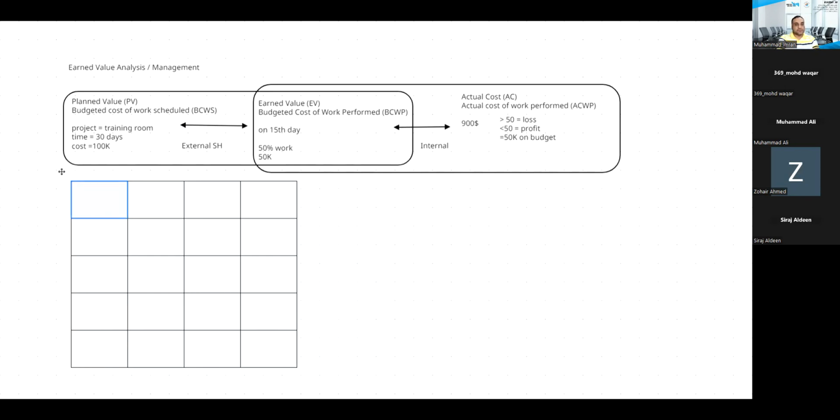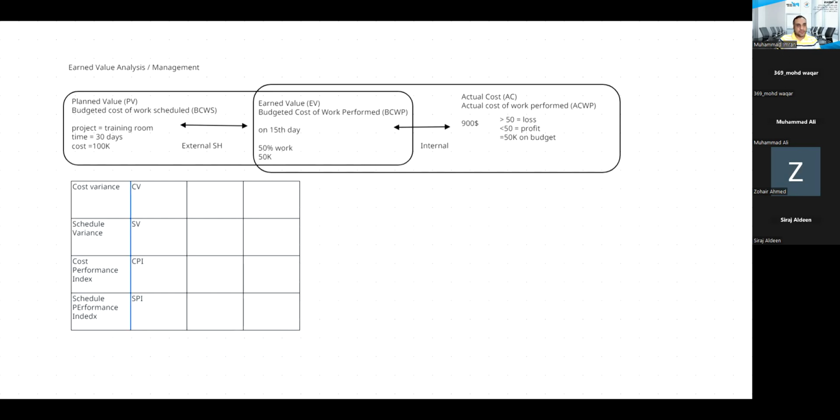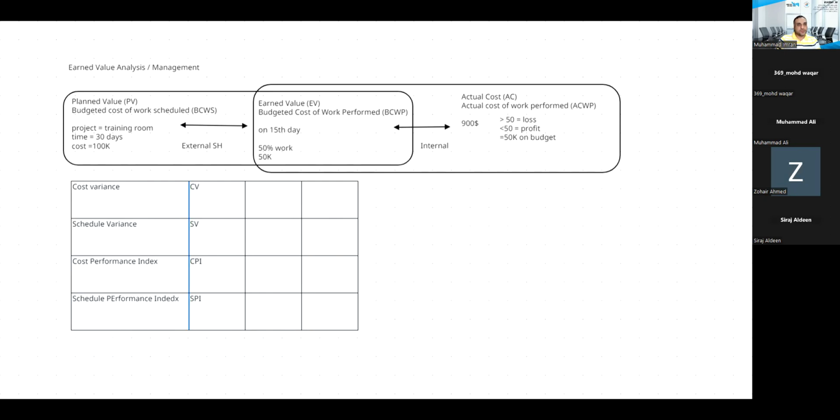There is one formula for cost variance, represented by CV. There is another formula for schedule variance, referred to as SV. Then another formula is for cost performance index, referred to as CPI. And another one is called schedule performance index, referred to as SPI. So we have SPI, CPI, SV and CV. These are the four equations: cost variance, schedule variance, cost performance index, schedule performance index.